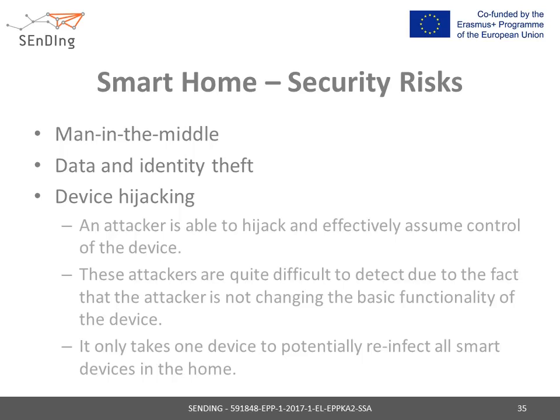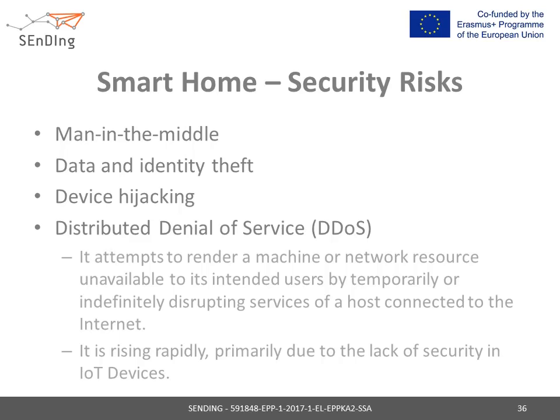For example, an attacker who initially compromises a thermostat can theoretically gain access to an entire network and remotely unlock a door or change the keypad PIN code to restrict entry. The most known security risk is the distributed denial of service attack, which is rising rapidly, primarily due to the lack of security in IoT devices.